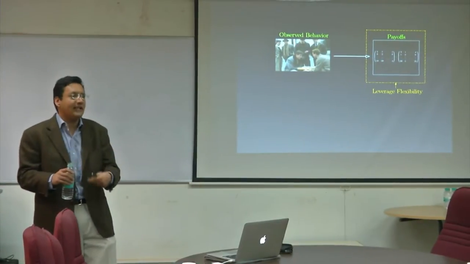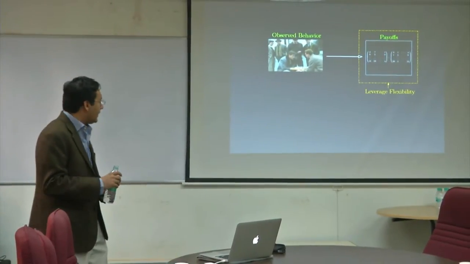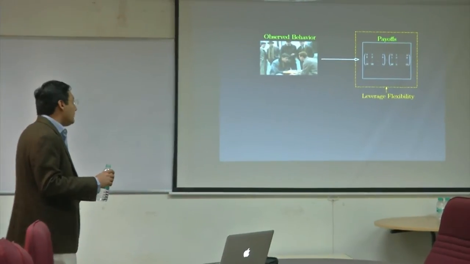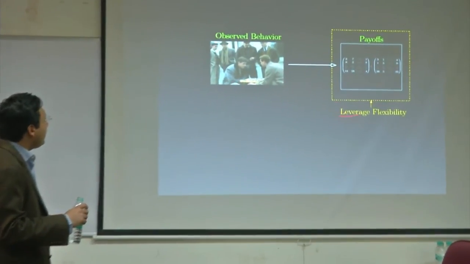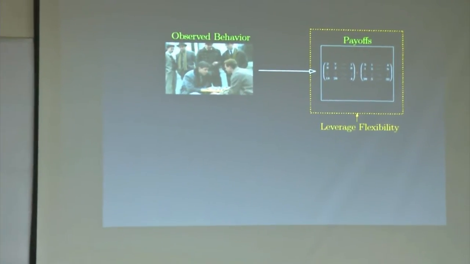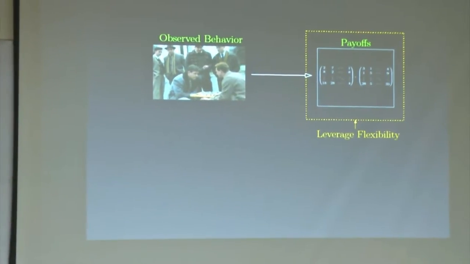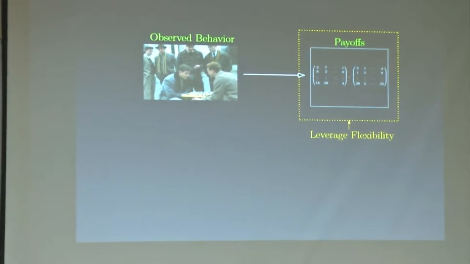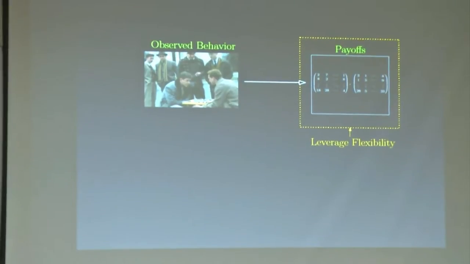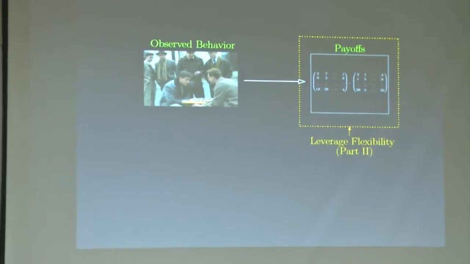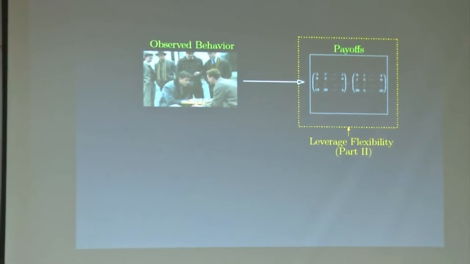This is a very simple example. The point is much more subtle than that. But the point remains that for a specific observed behavior, I can have potentially different payoffs that explain this observed behavior. And in the second part of the talk, I'll present results that will leverage this flexibility to again address the hardness results for equilibrium. So that's the outline of the talk, two parts. And if that's clear, let me move on to some technical results.